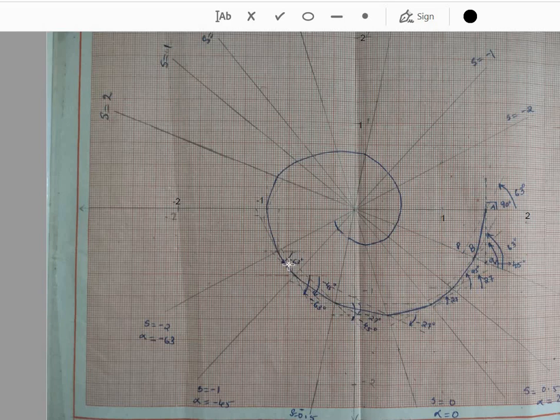So you only have to draw up to this, and if you see the distance is decreasing, you can just draw a spiraling trajectory towards the origin. From the shape of this spiraling trajectory you can say that this is a stable focus. The type of the singular point is stable focus. That is, from the graph you can say that the type of the phase trajectory is stable focus.